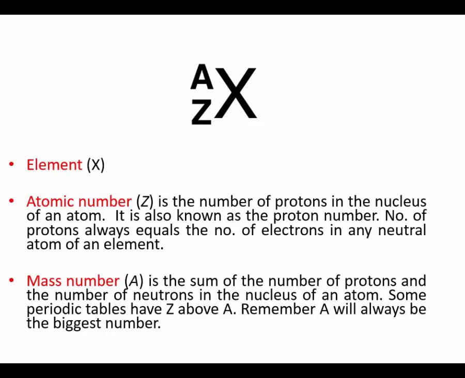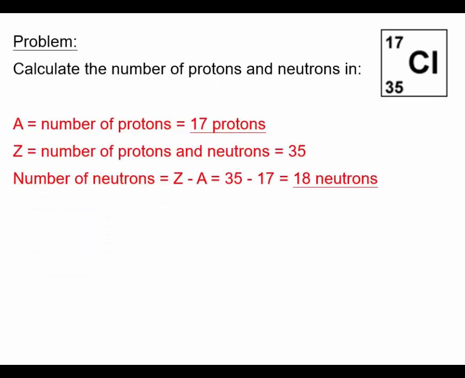The mass number is the total number of protons and neutrons. You will be expected to manipulate those values, such as in this problem here, in order to work out the number of neutrons, protons, and even electrons by looking at the charge.